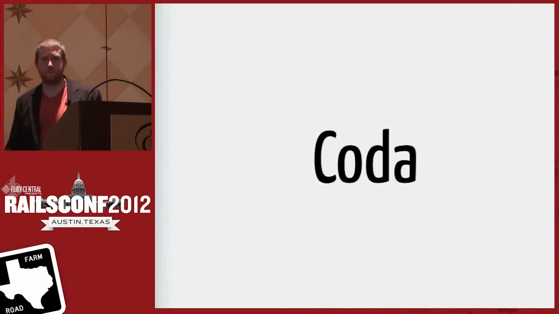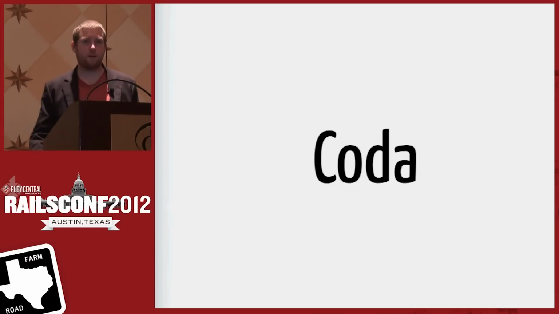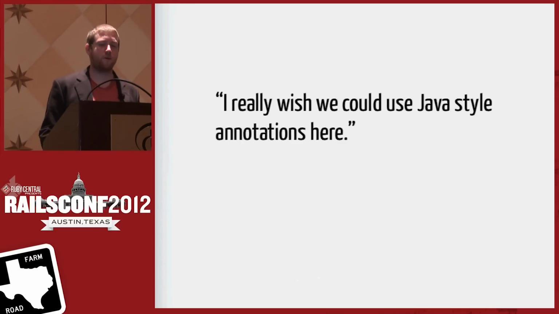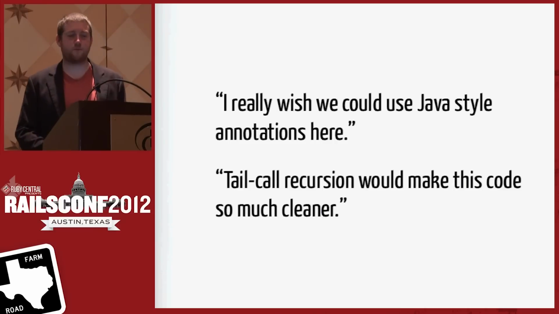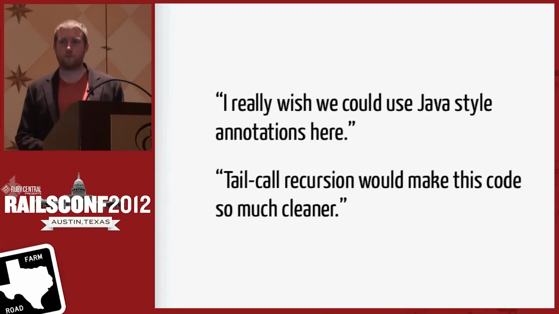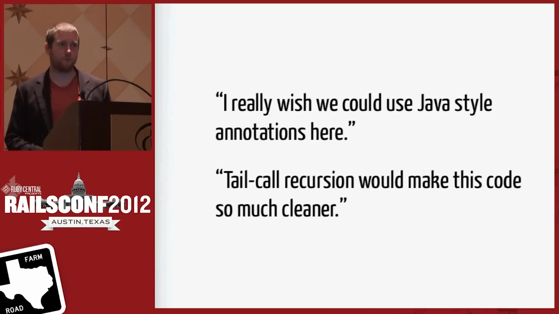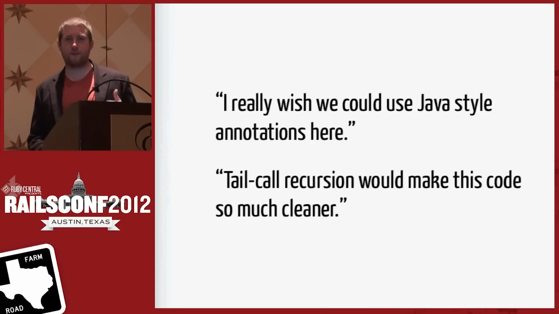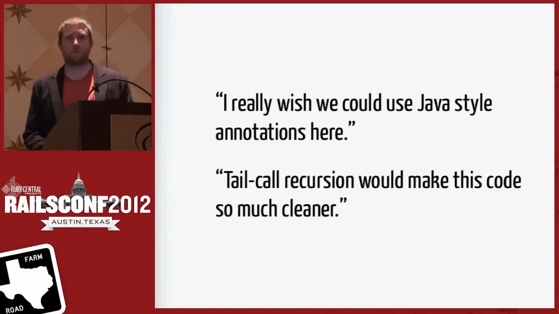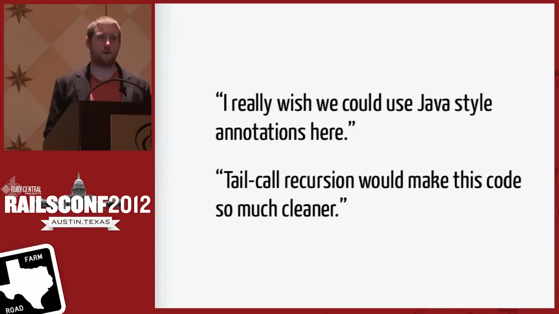So, moral of the story is, next time you hear your coworker say, I really wish we could use Java-style annotations right here, or tail call recursion would make this code so much cleaner, realize that we can build these things into Ruby ourselves. Ruby is incredibly flexible, and I've just shown that we can bring in features from other programming languages into Ruby. It's often a really bad idea. There are often performance implications, but there are a number of places where it absolutely makes sense, and that's why Ruby is cool.